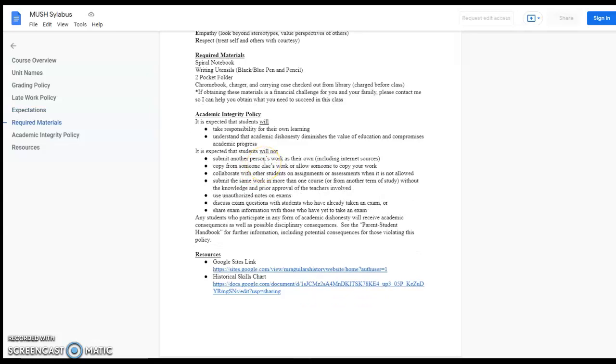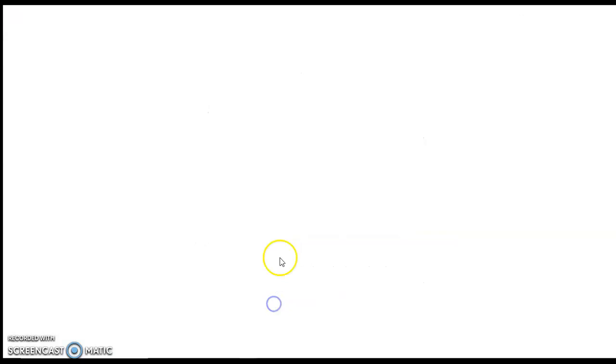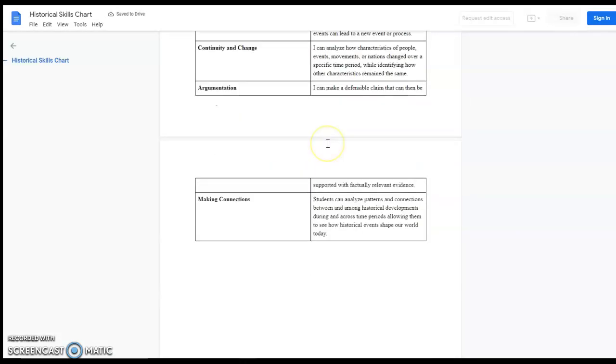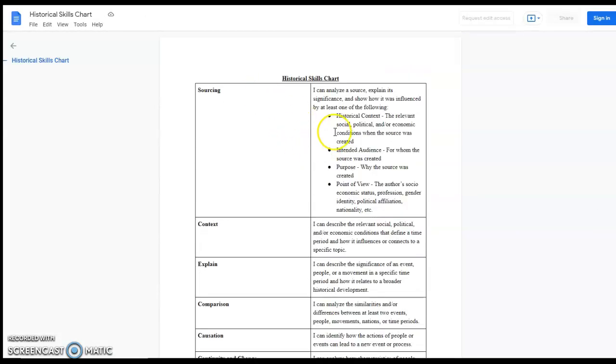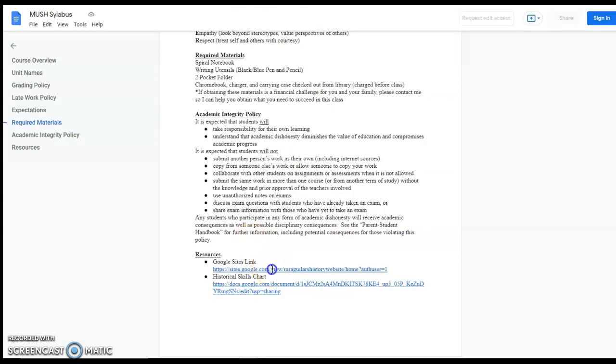Some main resources that would be useful to note that we've already looked over, myself and the students. We have the historical skills chart, so exactly what are these skills that they're supposed to learn. They're not going to be experts by the end of the year because these are historical skills, but they will at least have a baseline knowledge of these and practice all of these skills as well. And then finally, our Google Sites link.